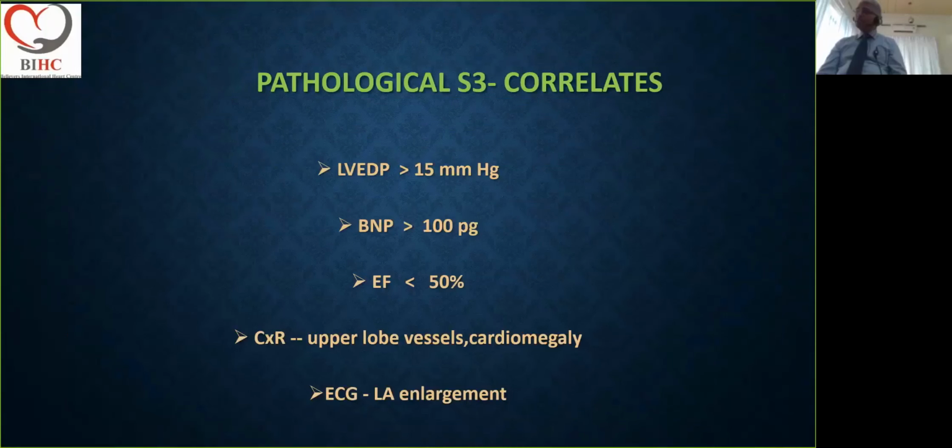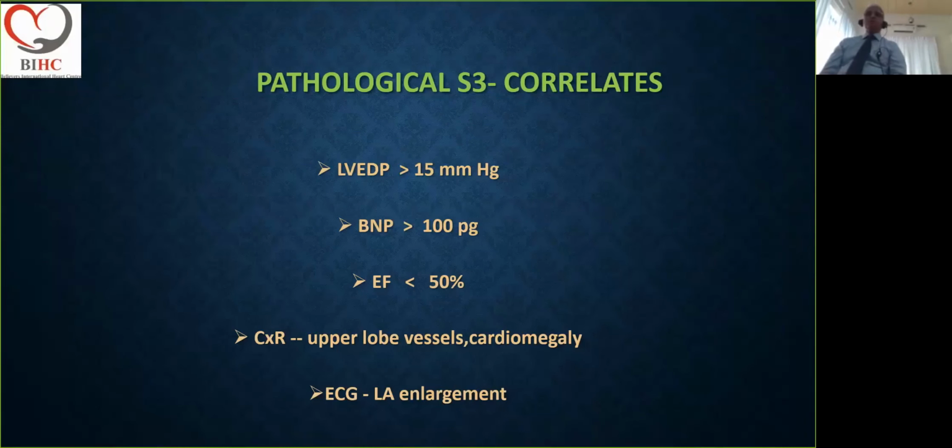And some of the physiological numbers that go with a pathological third sound: it happens when the LVEDP is at least 15 millimeters of mercury, usually more. LVEDP denotes heart failure. So if you check the BNP, it is more. In the echo, it goes with a reduced ejection fraction. In the chest X-ray, the high left atrial pressure would cast upper lobe vessels. It would cause cardiomegaly. In the ECG, it will cause a left atrial enlargement.